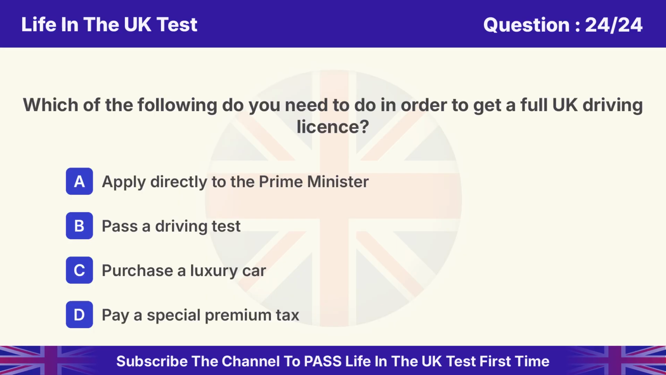Question 24. Which of the following do you need to do in order to get a full UK driving licence? Option A. Apply directly to the Prime Minister. B. Pass a driving test. C. Purchase a luxury car. D. Pay a special premium tax.